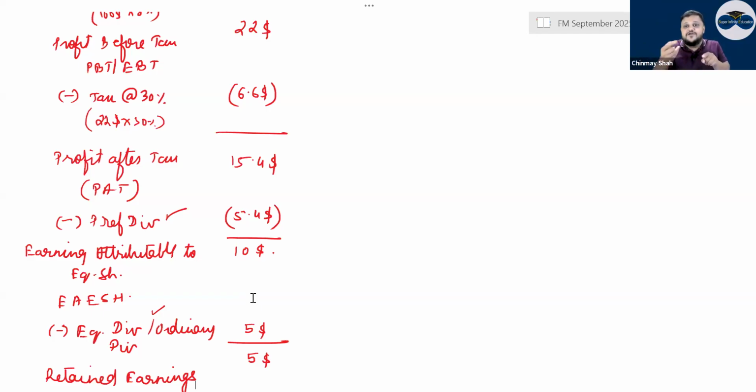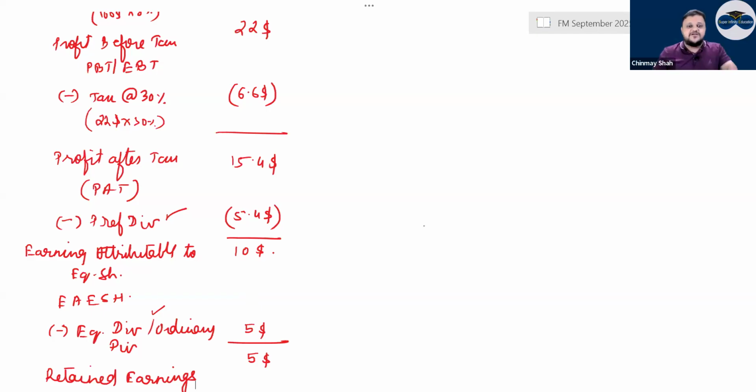Then the government says we gave you permission to do business, so you pay them tax from the profit that you make. Then you give the money to preference shareholders, then to equity shareholders. Correct or not? And in the end, whatever is remaining is what? It is the earning attributable to us, the ones who started the business.